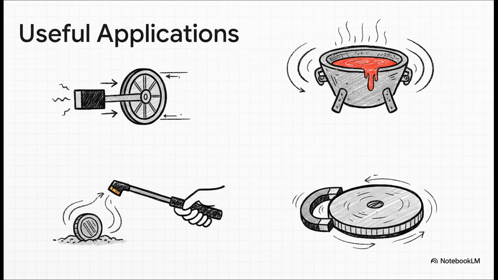We also use the intense heat from eddy currents in induction furnaces to melt metal, and their ability to mess with magnetic fields is the whole principle behind metal detectors.